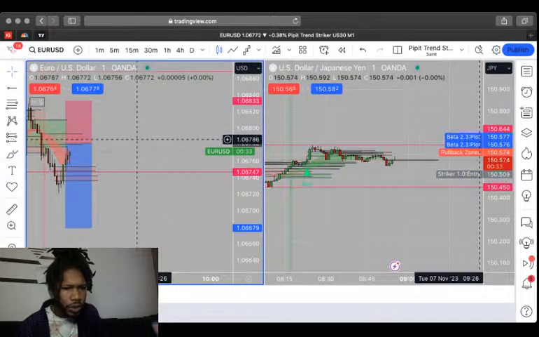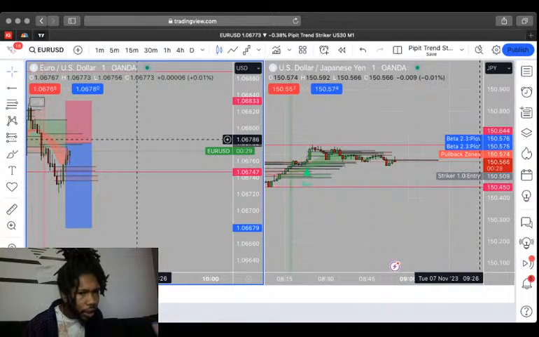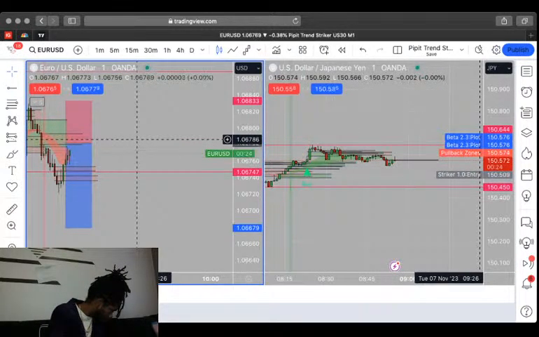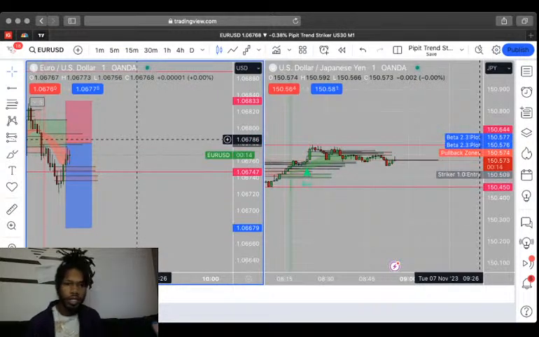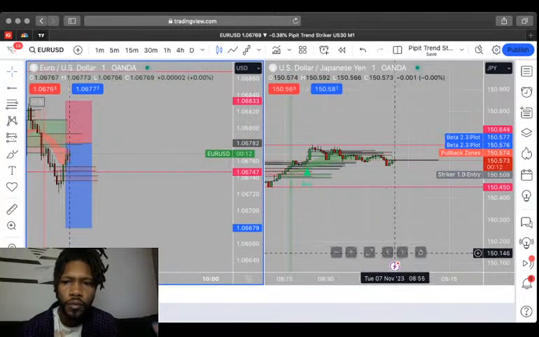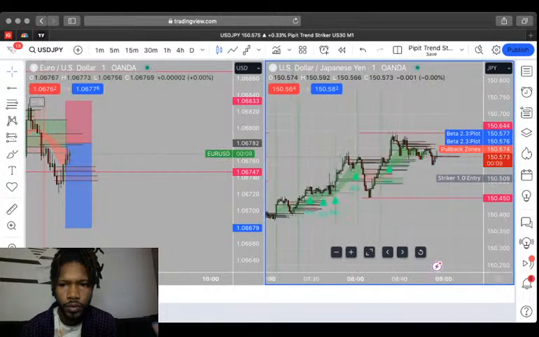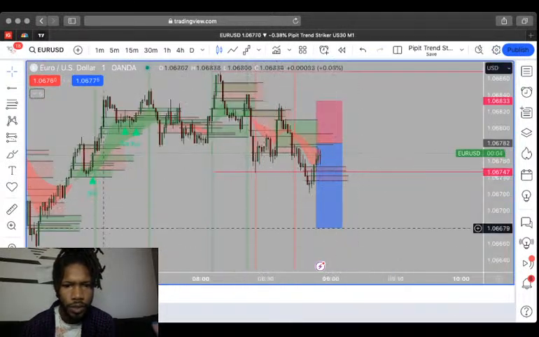As soon as it gets in, I'm actually setting up my pending now. See the price is at. Alright. Pending set. Alright, so pending is set for that move.